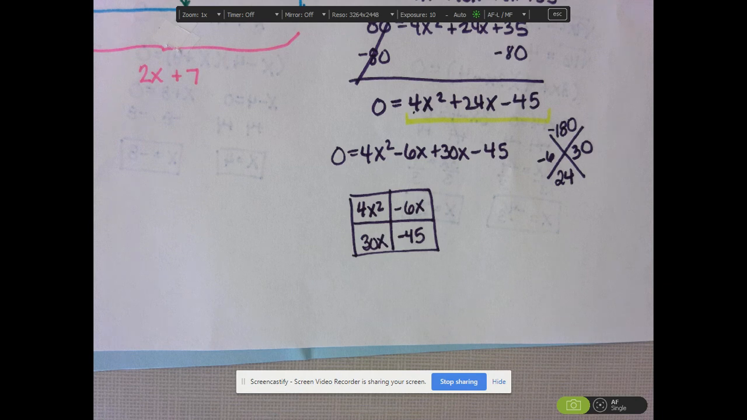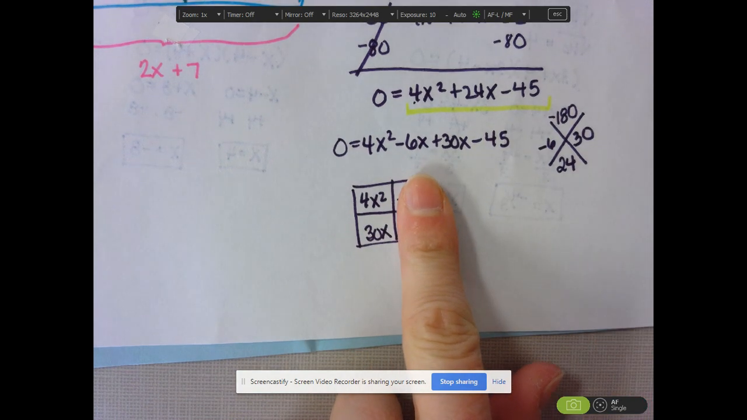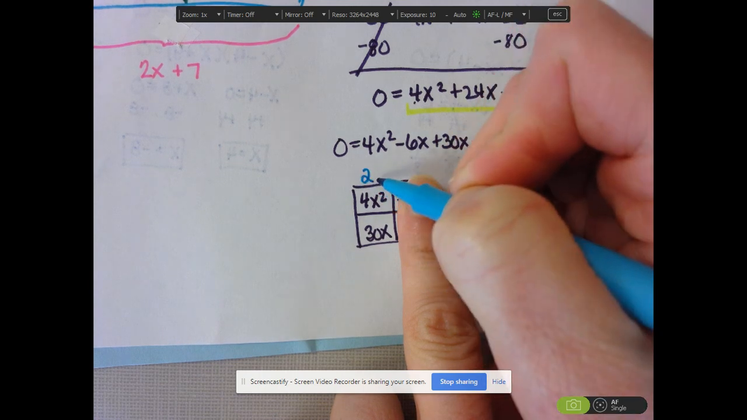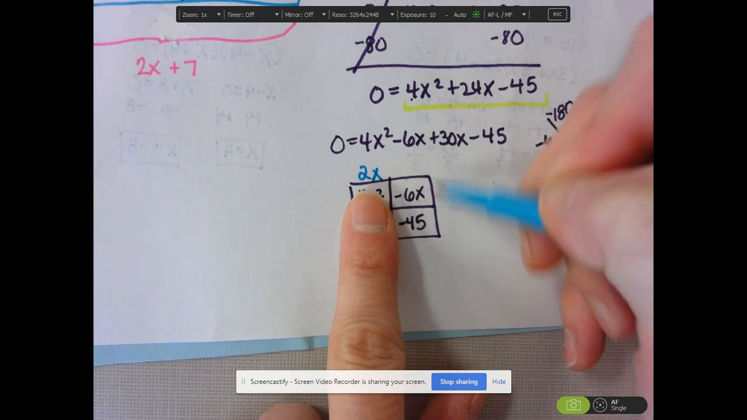All right, so let's factor. Greatest common factor of this column is? Ladies and gents, I think we should all be able to figure out what goes into 4 and 30. A 2. And what else? And an x.